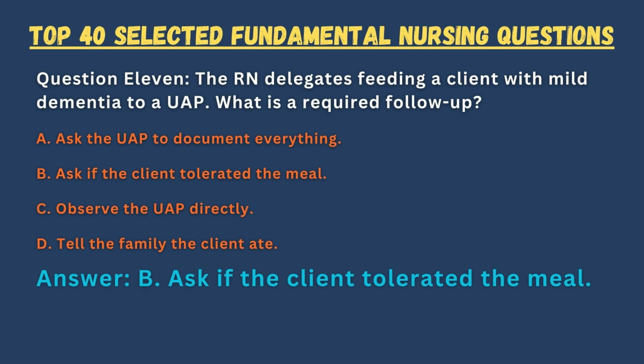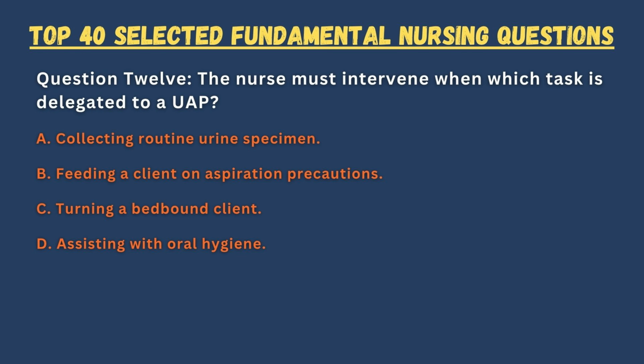Answer. B. Ask if the client tolerated the meal. Question 12. The nurse must intervene when which task is delegated to a UAP? A. Collecting routine urine specimen. B. Feeding a client on aspiration precautions. C. Turning a bedbound client. D. Assisting with oral hygiene.